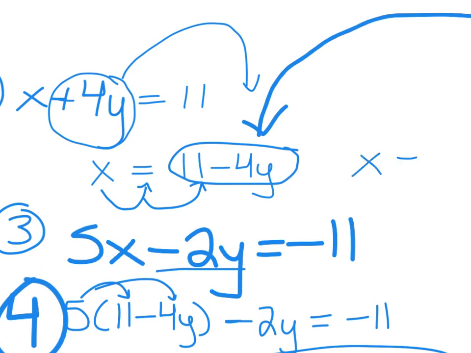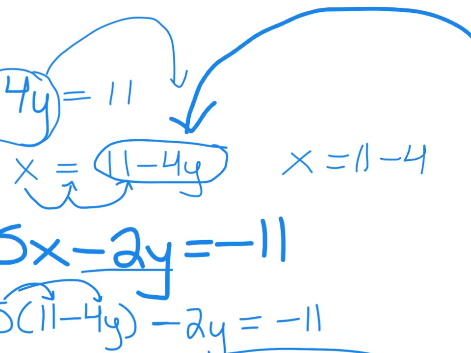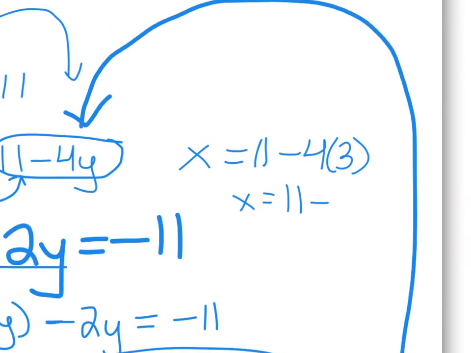X is 11 minus 4, which is multiplied by y. 4, which is y, which is 3. Then 11 minus 4 times 3. So I'm just using BEDMAS here. I could just type this into my calculator all in one shot. But 4 times 3, some of you don't have two-line calculators, so this is why I'm doing it this way. 4 times 3 is 12. And then 11 minus 12 is negative 1.